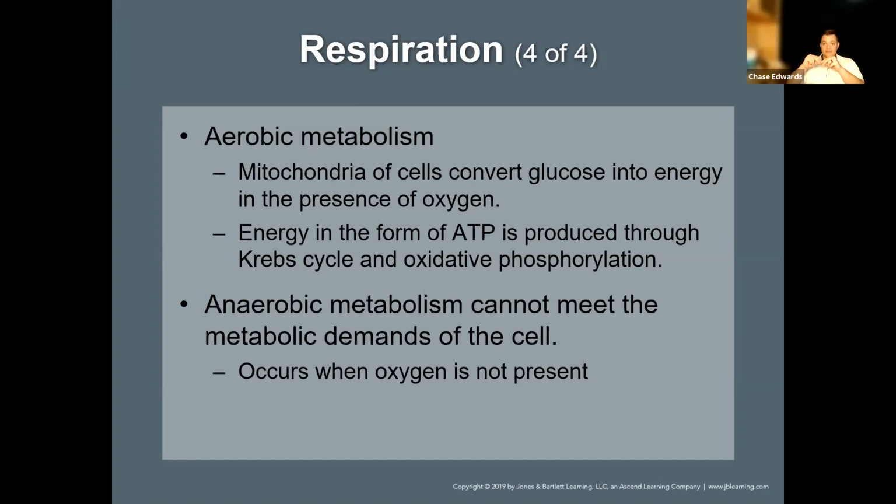Anaerobic metabolism cannot meet the metabolic demands of the cell. Glycolysis results in less ATP production, and adequate levels of perfusion and external ventilation must be present for aerobic internal respiration. Anaerobic metabolism occurs when oxygen is not present. Anaerobic. An usually means what? Lacking, missing, not there, right? Anaerobic metabolism is when oxygen is not present.